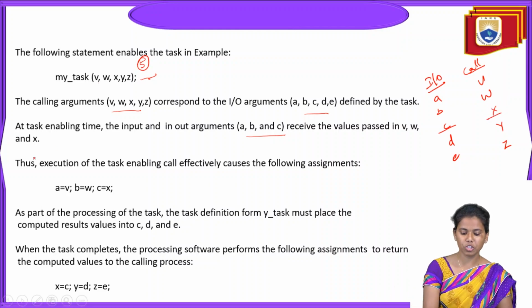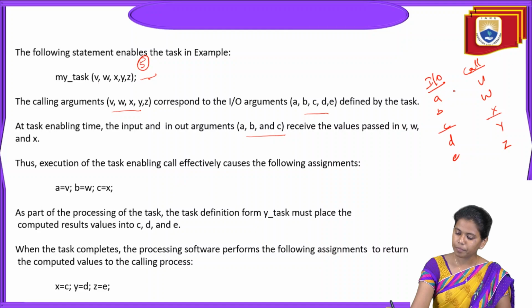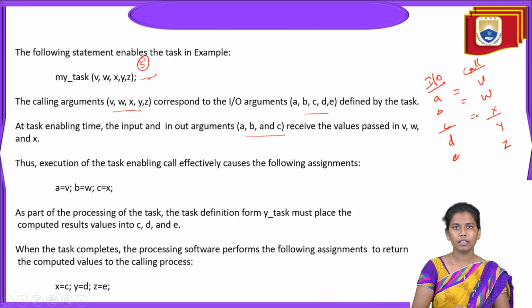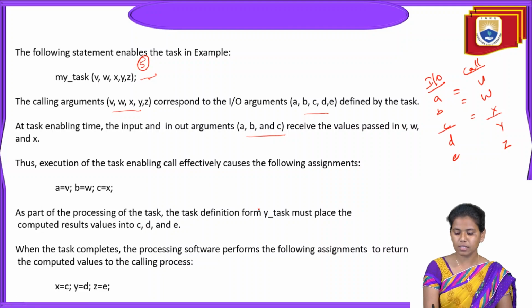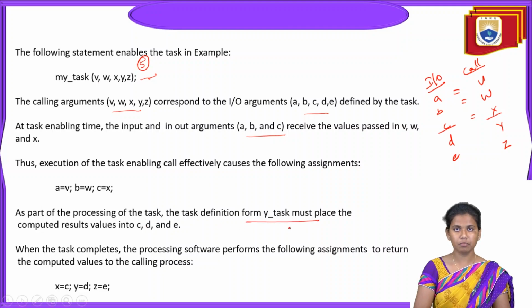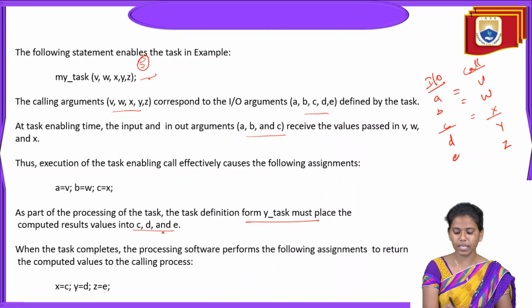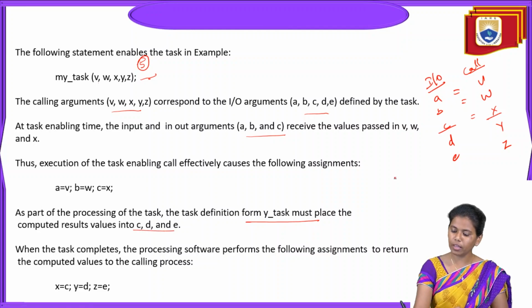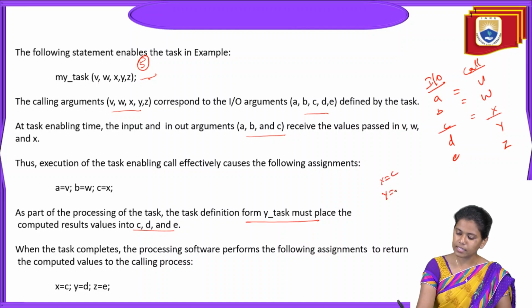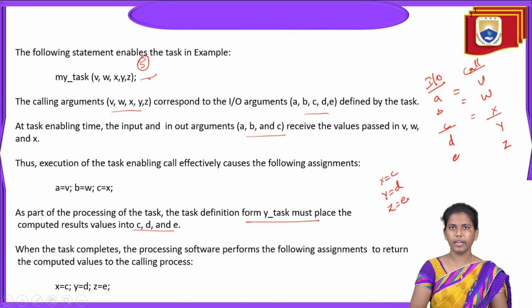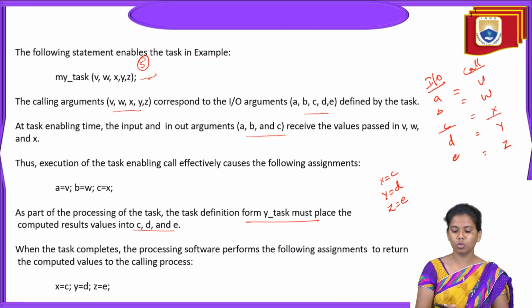And now coming to the execution part, the execution of the task enabling call effectively causes A to take V, B to take W and C to take X. Then as a part of processing the task definition, the task must place the computed results into C, D and E, right? So here, X as C, Y as D and Z as E, right? Here we are simply mapping the IO arguments with respect to the calling arguments. So when you are mapping, you have to be very careful that you are mapping the proper arguments.